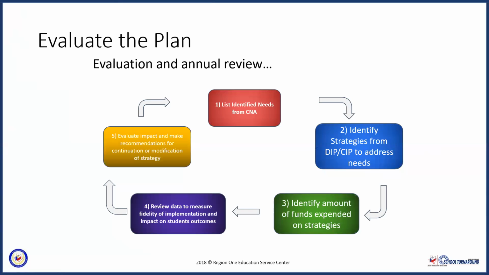Then when you get to the end of it, you evaluate the impact and make recommendations for continuation or modification of strategies. So before you recommend to continue something, you need data. You're going to need multiple measures of data to tell you whether that strategy, that activity was effective or ineffective. We've ruled it out. We supported it. The computers were up to par. We had the right staff. We had the right schedule. But it wasn't effective. Well, then maybe that's not something you want to continue. You want to modify that strategy, maybe use something else.